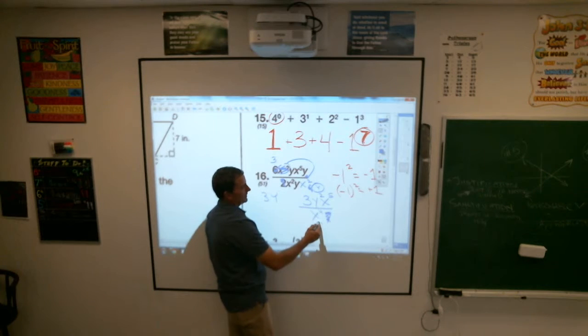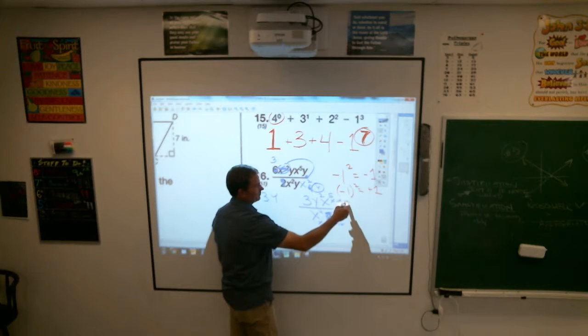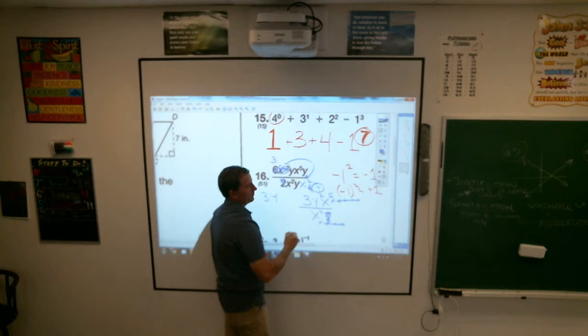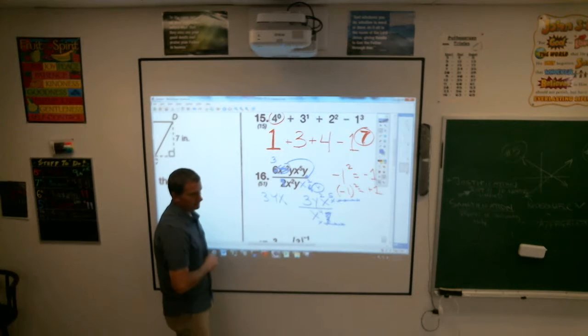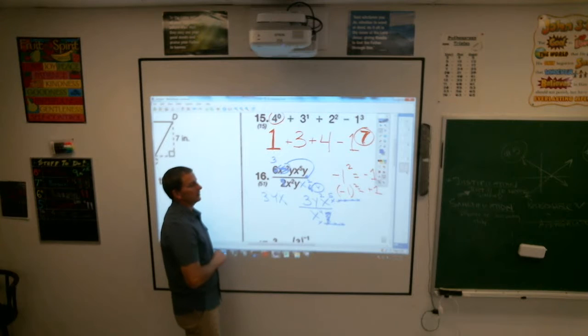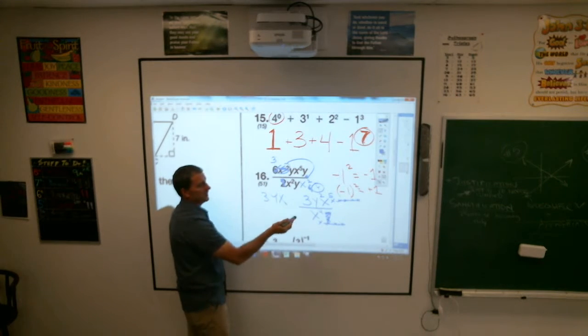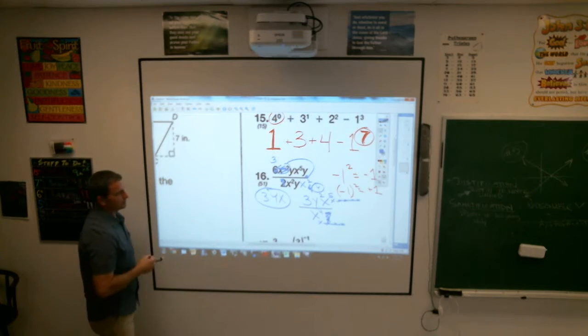You have 4 x's on the bottom and 5 x's on top, so what's going to happen? 4 of them will cross off with 4 of them up there, and you're left with 1 x left over on top. Did I do something wrong? Okay, if the x to the 5th would have been on the bottom, then that x would be on the bottom, but it's not. They all get left on the top, so it stays on the top there.